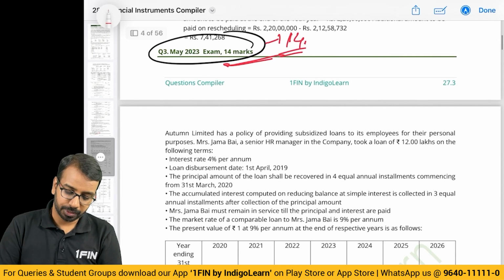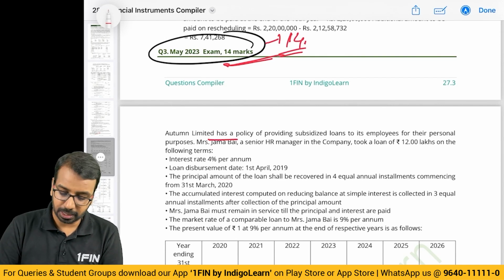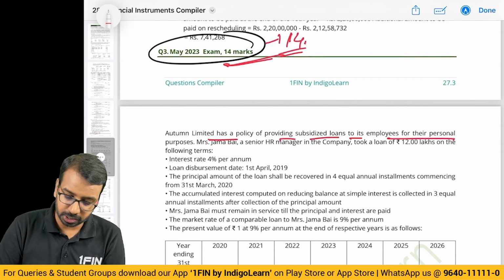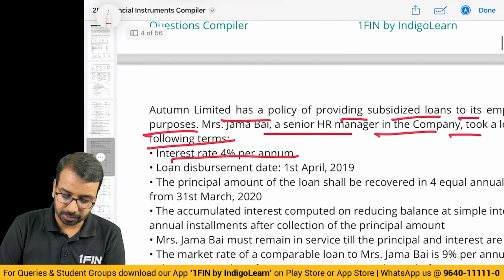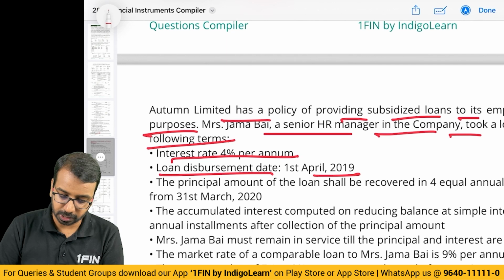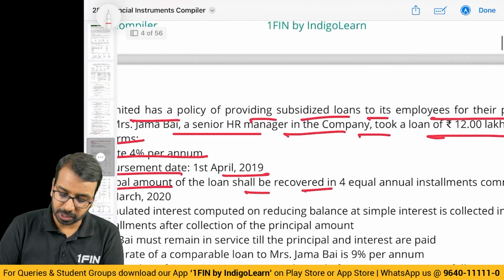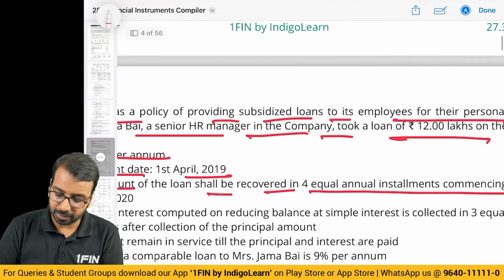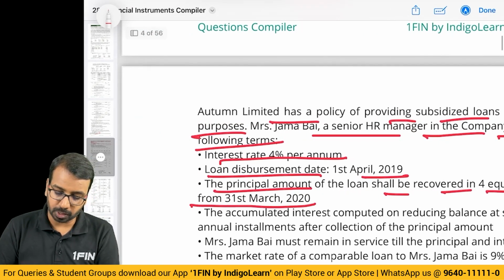Alright. Now, Autumn Limited has a policy of providing subsidized loan to its employees for their personal purpose. A senior HR manager in the company took a loan of 12 lakhs on the following terms. What are the terms? Interest rate at 4%, loan disbursed on 1st April. Principal amount of the loan shall be recovered in 4 equal annual installments commencing on 31st March.